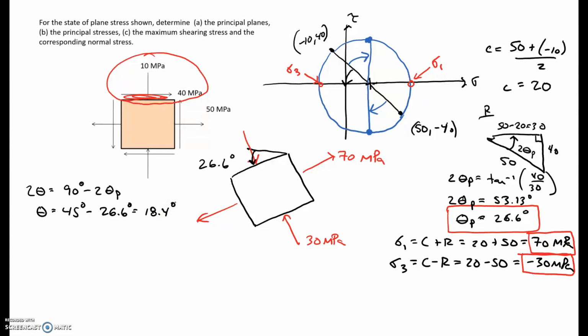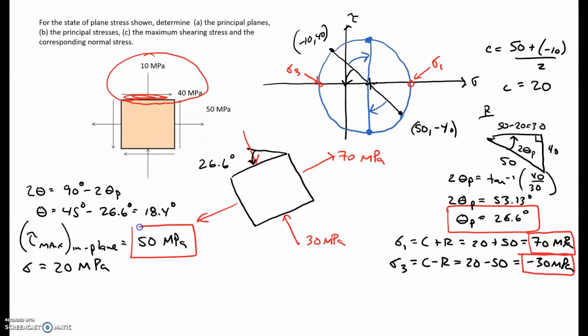Okay, so the shear stress, the max in-plane shear stress, is just simply the radius of the circle, which we've already calculated as 50 megapascals. And the normal stress that accompanies that max in-plane shear stress, that's just the coordinate of the center of the circle. That was 20 megapascals. So that's the answer, I guess, 50, 20.